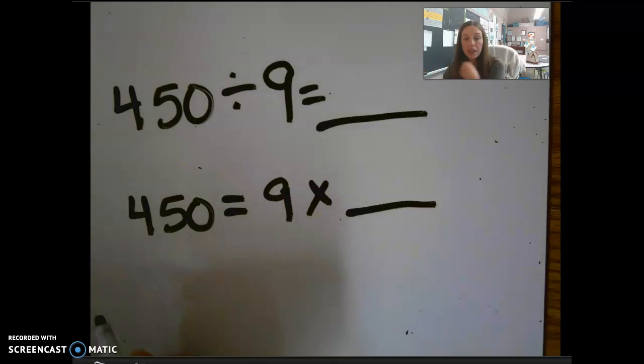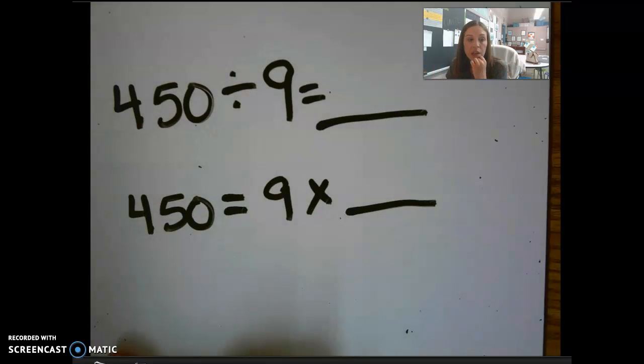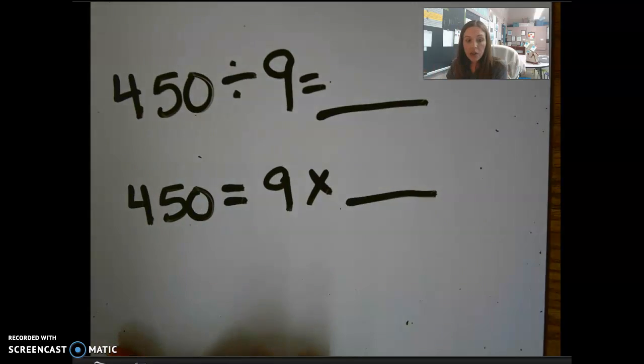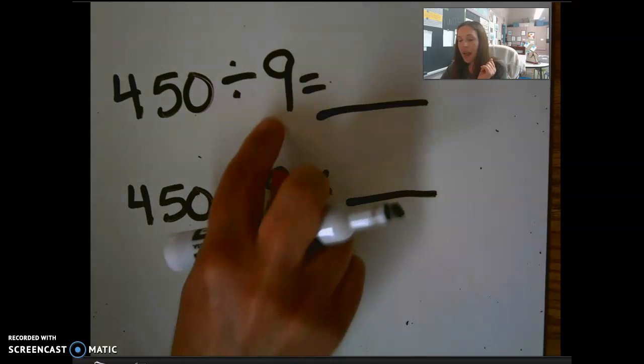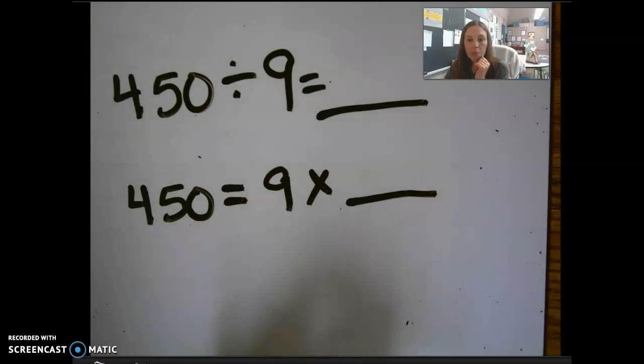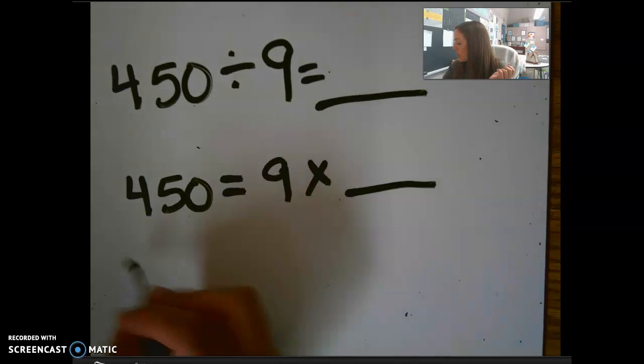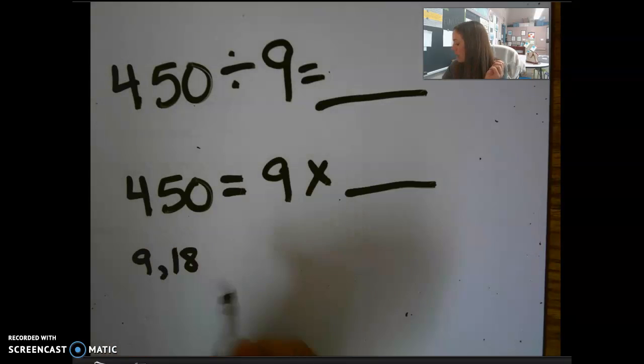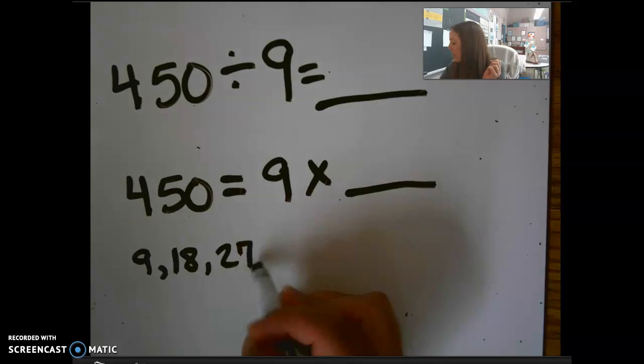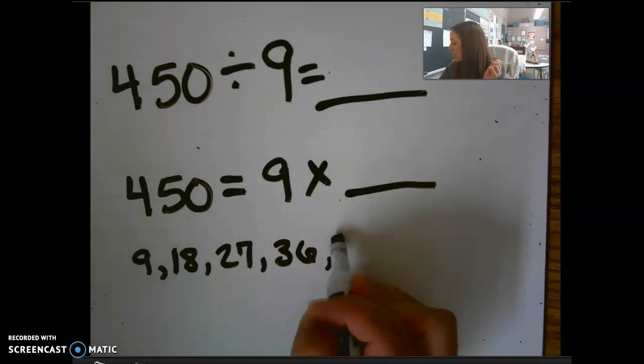Well, what would help, and this is something that we will be doing once we start using the standard algorithm of division, is writing out our multiples. So our 9 is our divisor. That's the number getting divided. When we use the standard algorithm, I want you to write out your multiples of 9, or of the divisor. So this time let's do the first 5. 9, 18, 27, 36, 45.